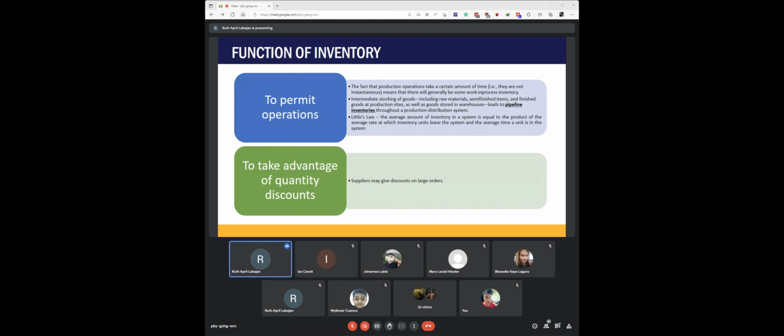And then lastly, the function of inventory is to take advantage of quantity discounts. So usually suppliers give discounts on large orders. Earlier we mentioned the wholesaler price compared to the retailer price. So the larger you order, the bigger the discount given. But like I said, be careful with large orders because it might cost you later in the end, especially in holding costs or carrying costs.